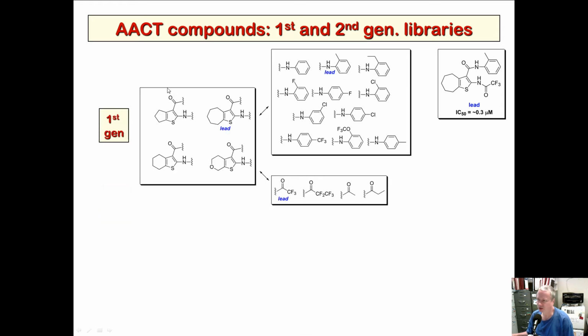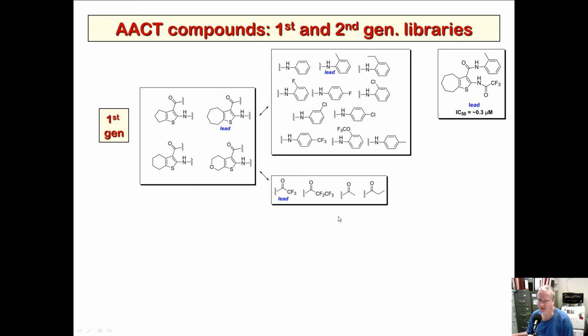This shows a first generation library where we have different cycloalkyl thiophenes represented on the left. The little squiggly lines are the attachment points. And then on the top right, we have different anilines with different substitution patterns, basically. And then on the bottom, we have a couple different variations of the lead trifluoroacetamide. We either have trifluoroacetamide, pentafluoropropionamide, acetate, or propionate.